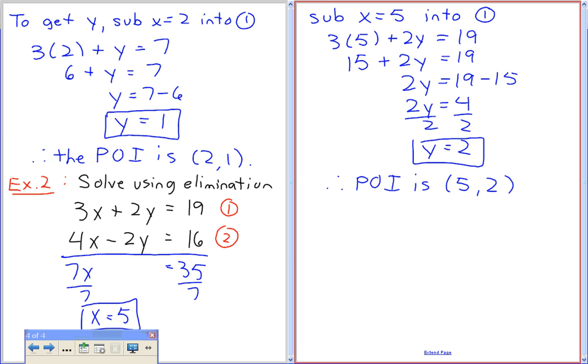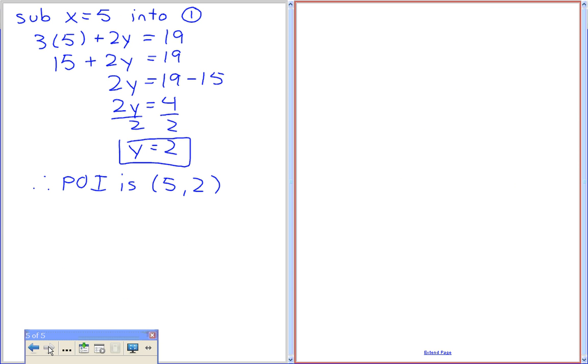Okay, I'm going to try a third example here right now that's a little bit more complicated. Now that one's okay. Okay, I'm going to make things a little bit more difficult here. So this is example 3. Okay, so example 3 is going to say solve using substitution. No, elimination. You also got me to say substitution.